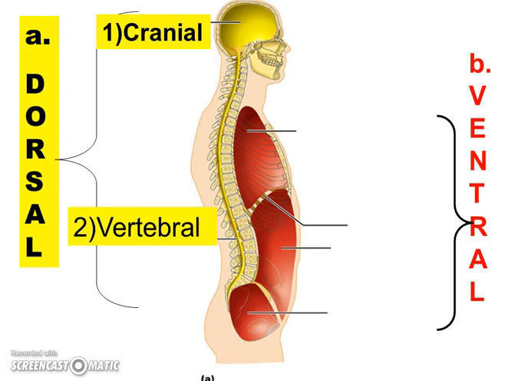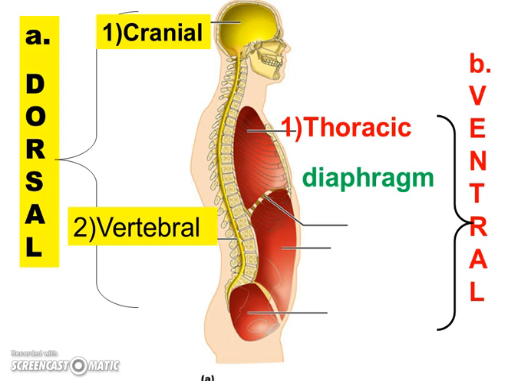Now let's move on to the ventral cavities. There are more ventral cavities than dorsal cavities. We have superior ventral cavities and inferior ventral cavities, and they are divided by a muscle called the diaphragm. So on your sheet where you see the diaphragm, between the upper and lower ventral cavities, label it diaphragm, and we're going to color it green.